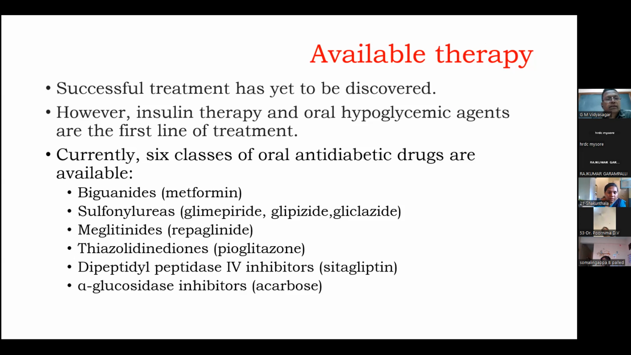For diabetes, even after 80 years of the occurrence of the disease, we are not able to identify or produce a most successful treatment or drug to treat diabetes. The reason behind it is a very complex one. It's not that simple. It's not because of one or two causes. Several agents are involved in causing the disease. Therefore, we are still not able to identify the proper drug. However, insulin therapy and oral hypoglycemic agents are the first line of treatment people are using right now.